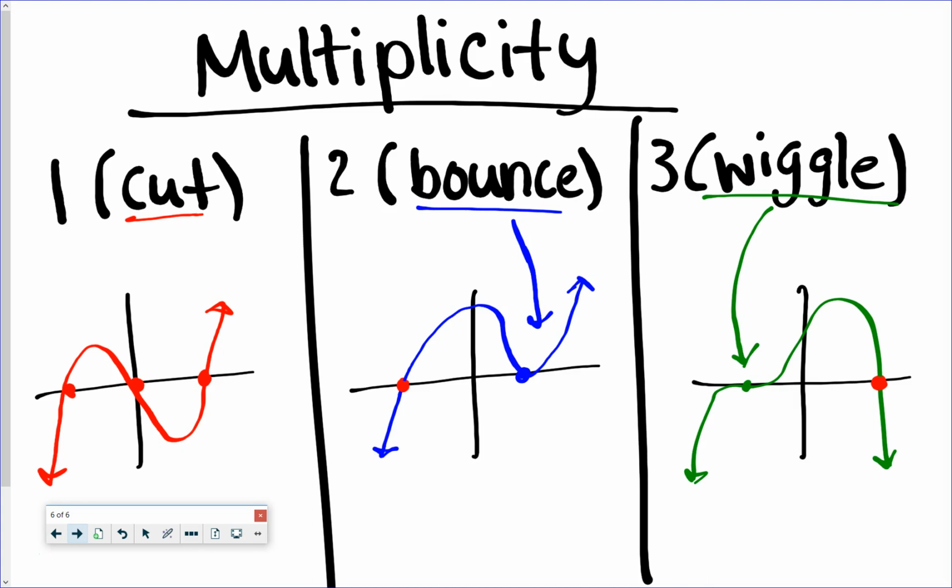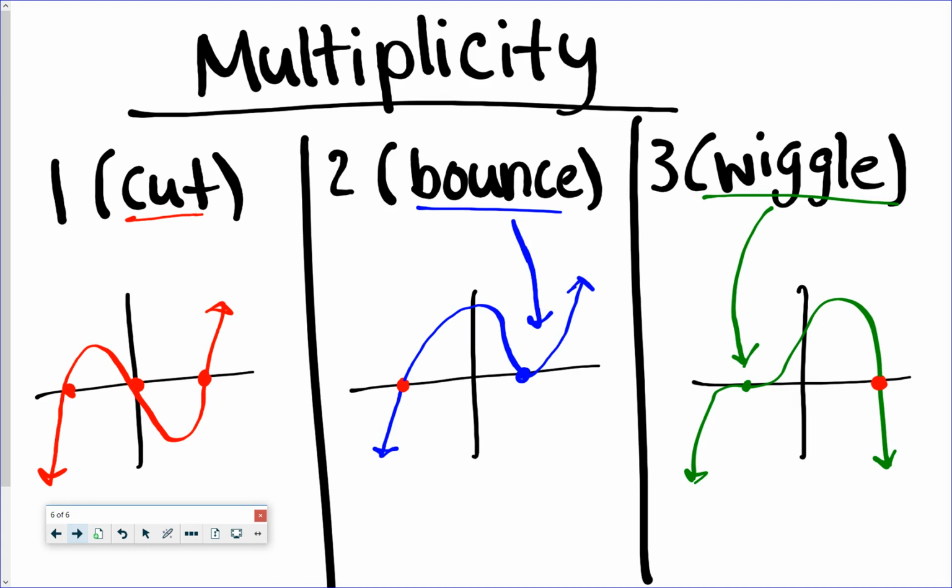So it looks something like this. It does happen on your homework. It may or may not pop up again. Who knows? But you do need to know what the multiplicity of 3 looks like. We do work with 1 and 2 most often. So 1 cuts straight through. That's normal. 2 is going to bounce off. And then a multiplicity of 3 is going to curve in and curve out of that point.